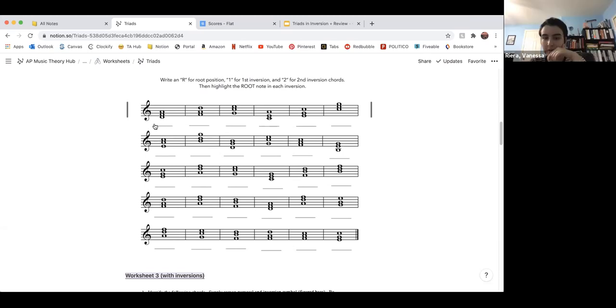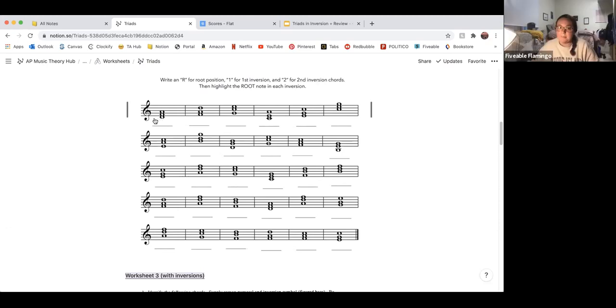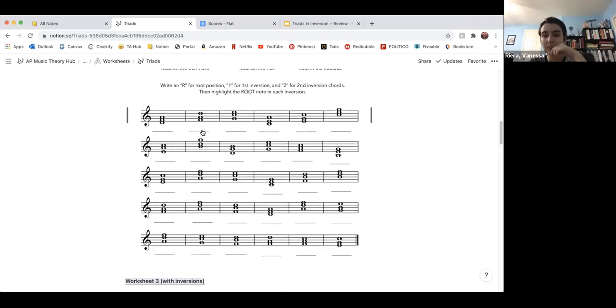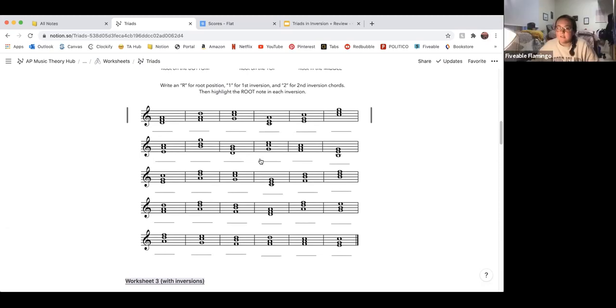So like this one we're looking at, what would it be? I'd say that it's a D triad. Yeah. And is it inverted? No, it's not inverted. It's in root position. Yep, good. So you would just put an R and then highlight the D here. And these you don't need to put any accidentals in. This is just a simple worksheet.